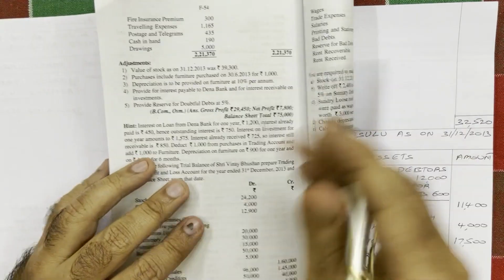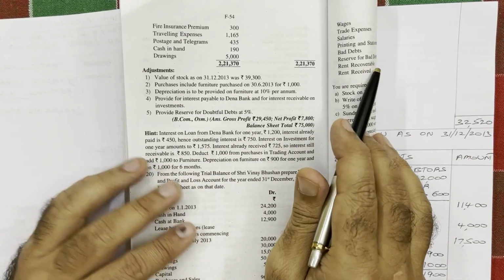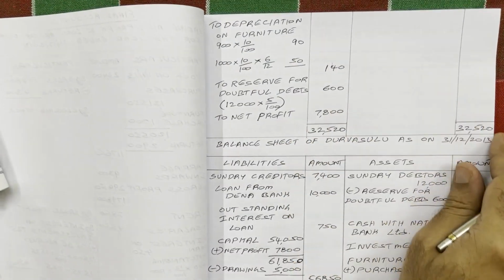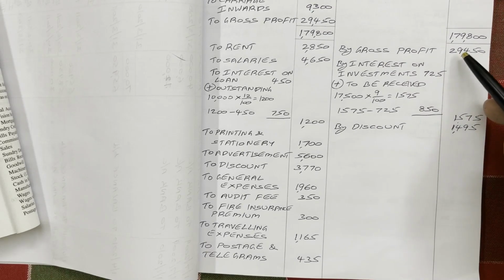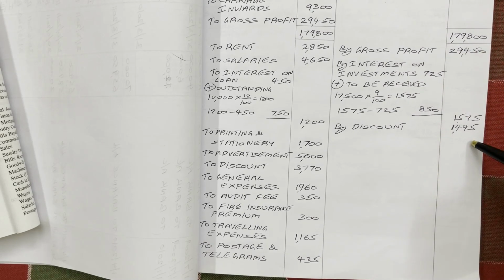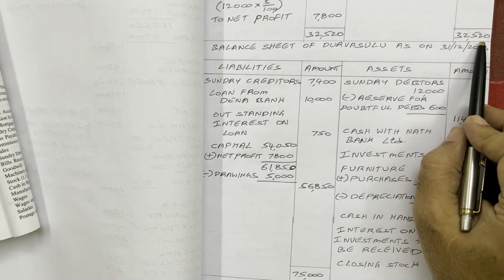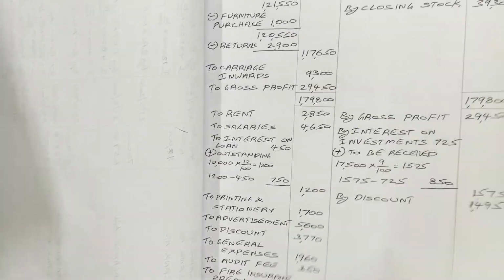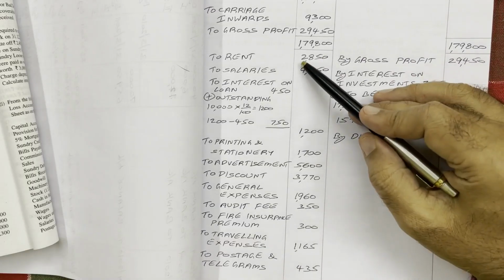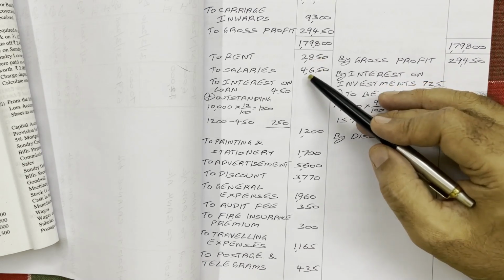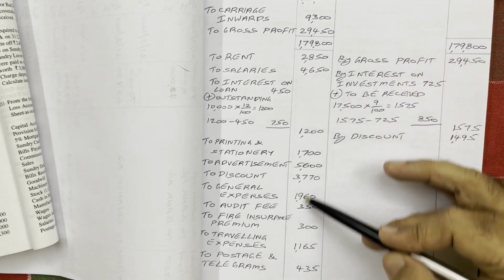Now, all adjustments also we have taken in P&L account. Finally, find out the net profit or net loss. How? Credit side, from this 29,450 we start adding the amounts. 29,450 plus 1,575 plus 1,495 is equal to 32,520. Debit side, from here we add 2,850, the profit and loss account first amount, this amount 4,650, all these debit amounts.